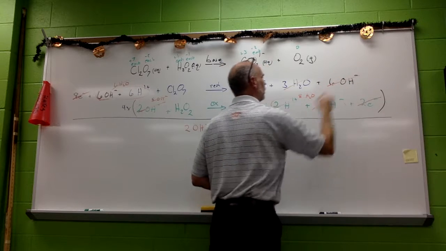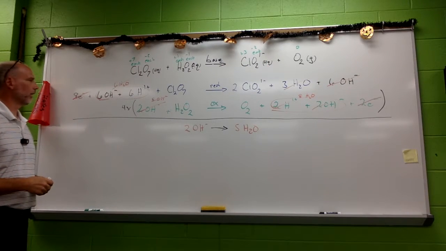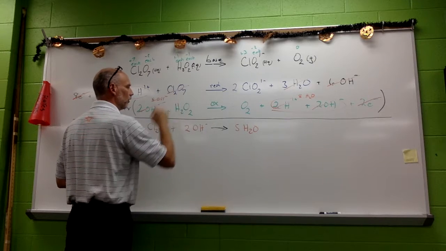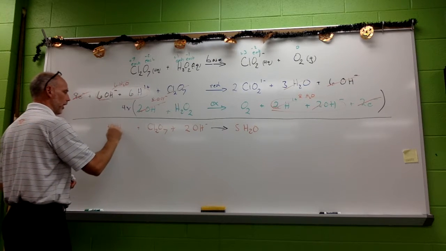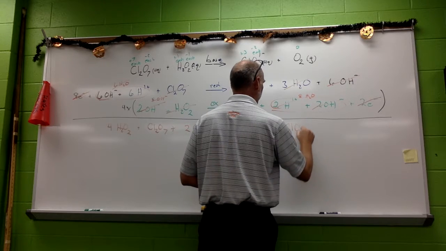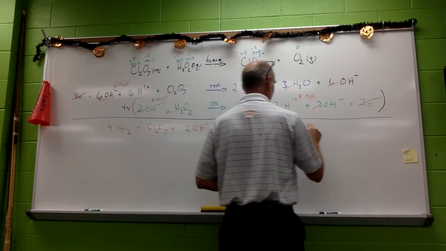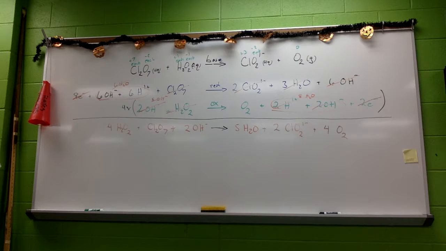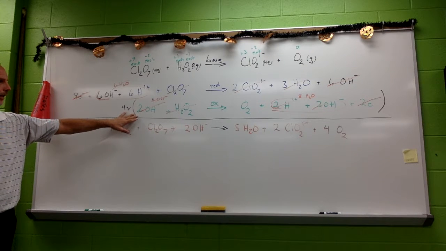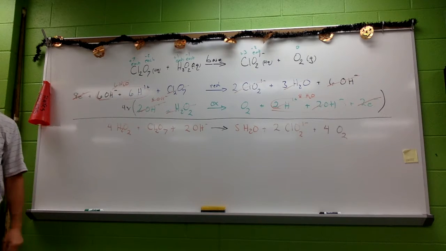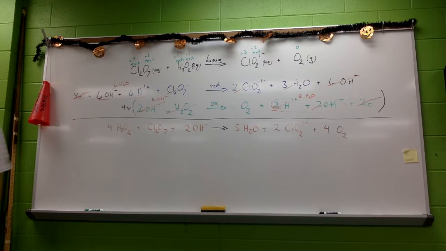Now it's just a matter of putting everything else down. So we have Cl2O7. We have 4H2O2. We have 2 chlorite ions and 4 oxygen molecules. Because we have 8 here and 6 over there. Oh, okay. So our net number of hydroxides is 2. Well, let's find out.